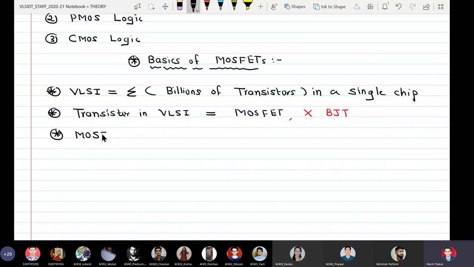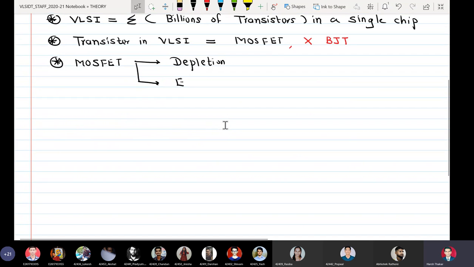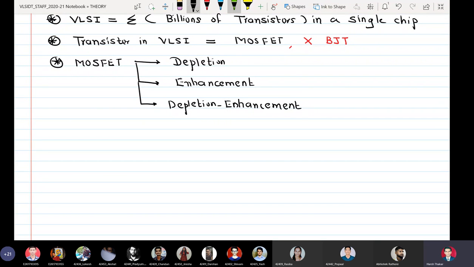When we speak about MOSFET, we know there can be depletion, there can be enhancement, and there can be depletion enhancement also. So we have studied these types in power electronics. Amongst all these three, we use this thing. We do not use either depletion MOSFET or depletion enhancement.